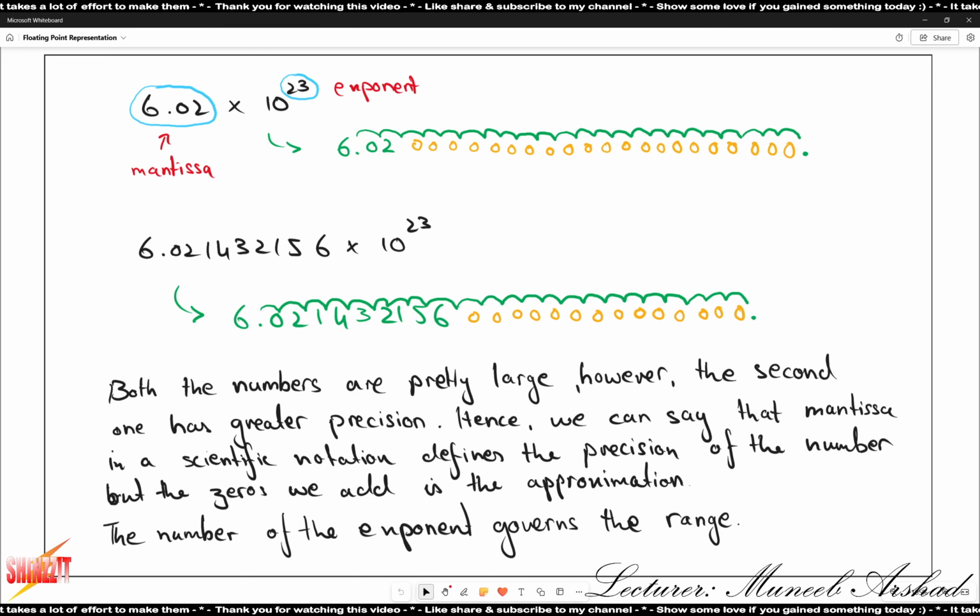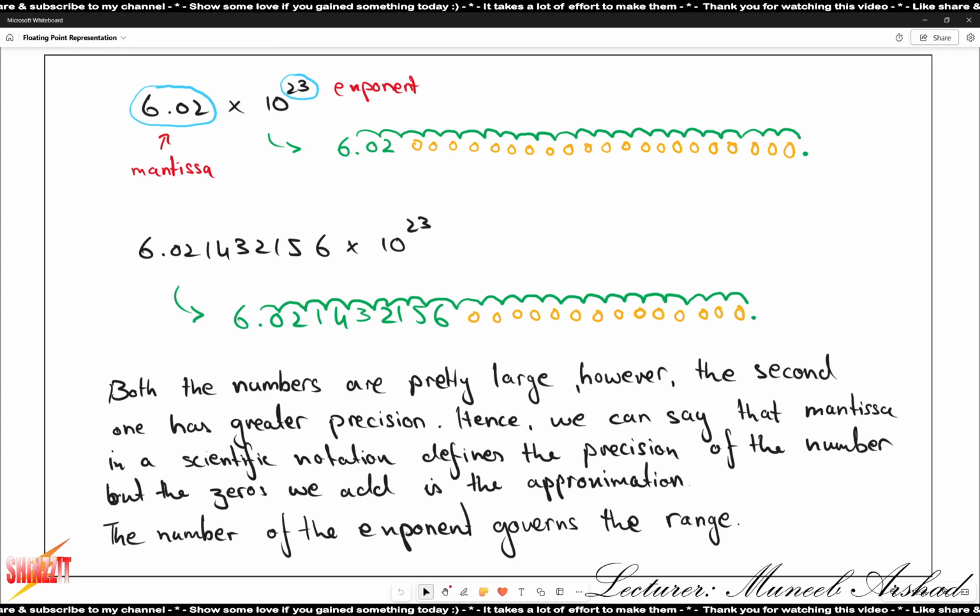Okay? And 6.02 into 10 raised to power 23 actually translates into 6.02, and then you have to add at least 21 zeros, और फिर आपका decimal point towards the right जो है वो shift कर जाता है. So if you evaluate this particular value, this is how you do it.